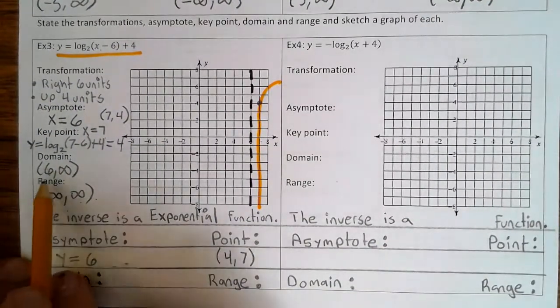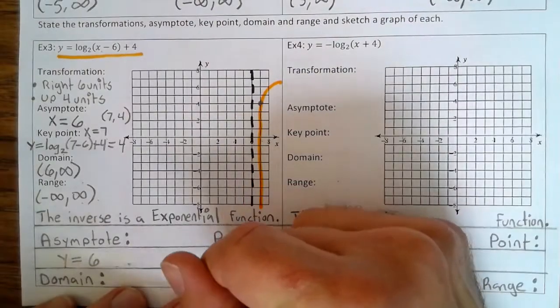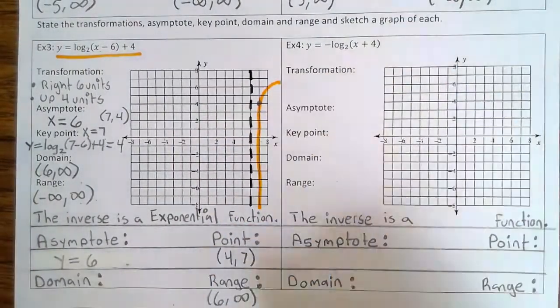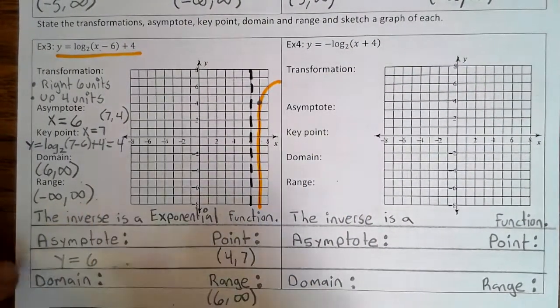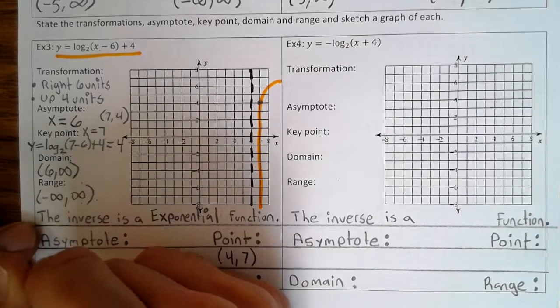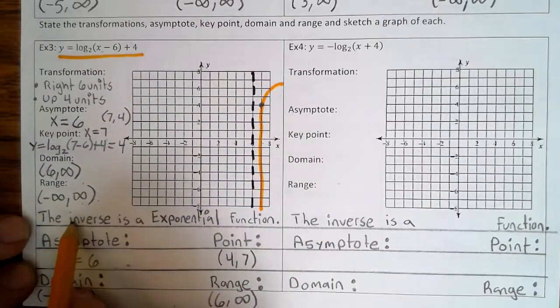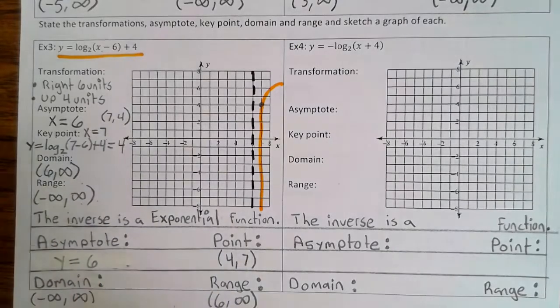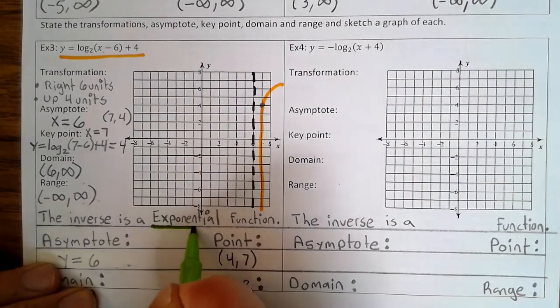And the domain was 6 to infinity. Now the range will be 6 to infinity. And then the range was negative infinity to positive infinity. Now the domain will be negative infinity to positive infinity. We're doing this because we're doing the inverse. We're going to do the inverse in green.